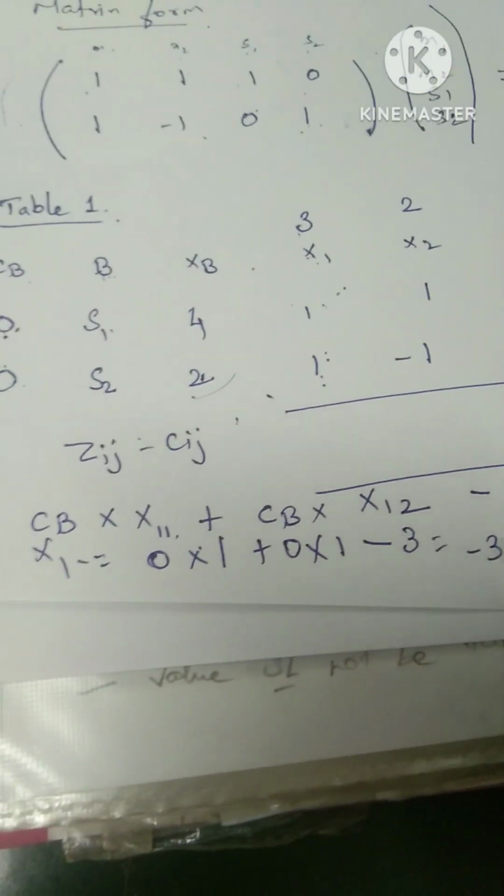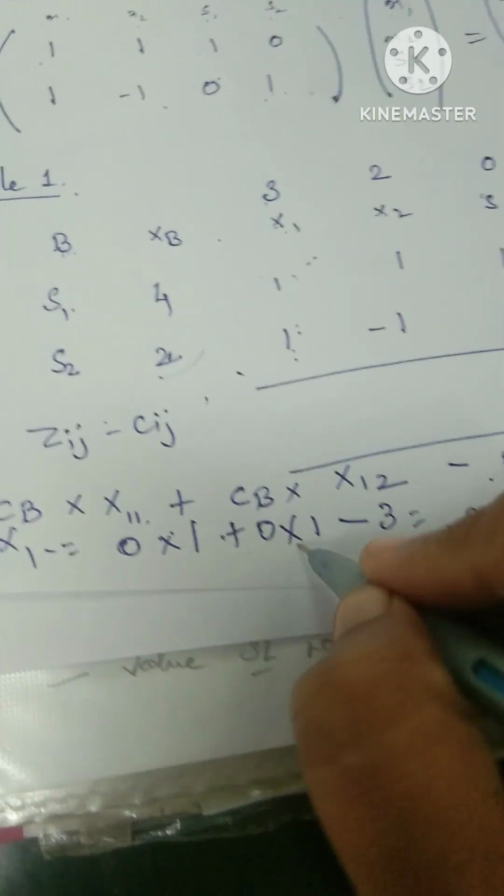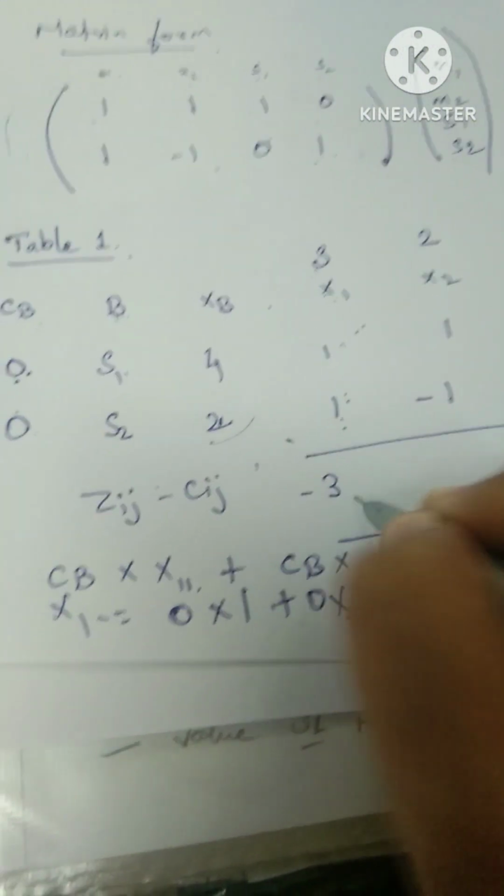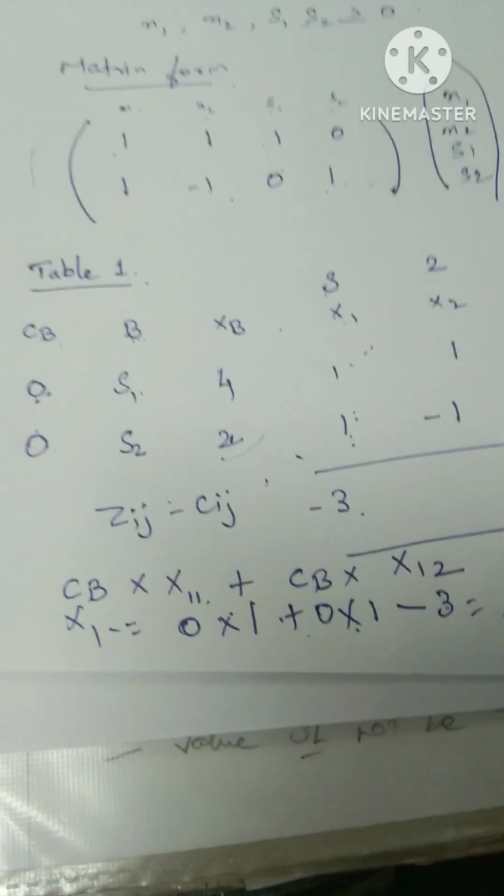So accordingly I am receiving the value of minus 3, that is 0 into 1 is 0, plus 0 into 1 is 0, minus 3, so I am receiving minus 3. Like this we have to follow the same step.